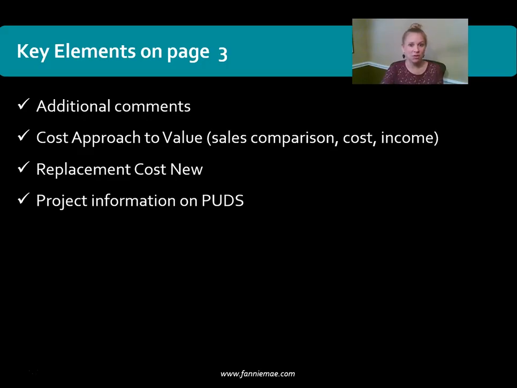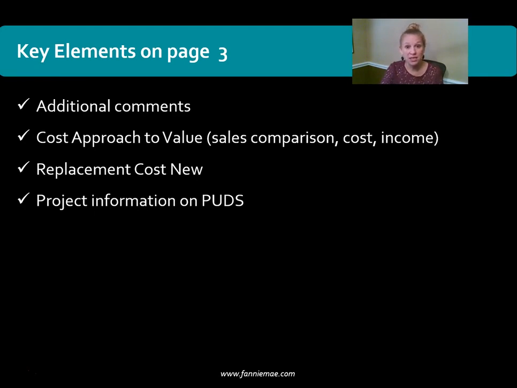So we've already covered in video 1 the first and second page. So moving on to the third page, what you're going to look out for here is additional comments. And this is where the appraiser puts additional information to the questions on page 1 that did not have enough room. So he's going to continue on with all his additional comments on page 3.